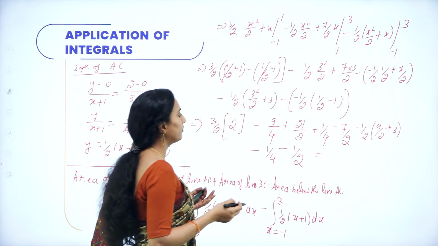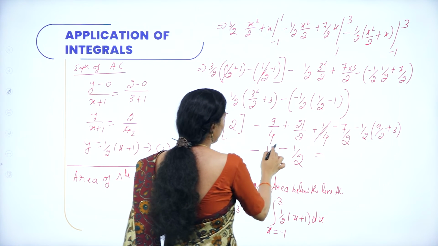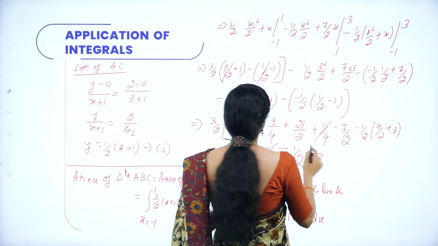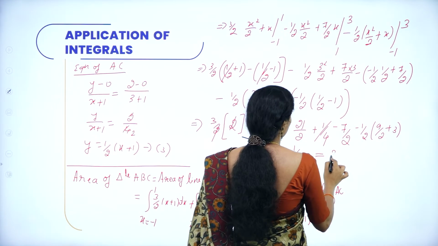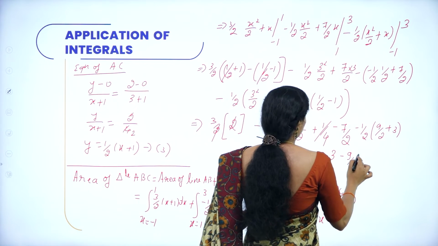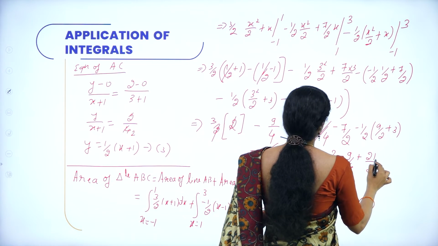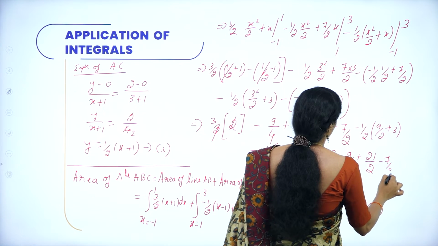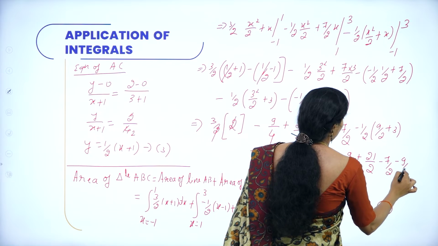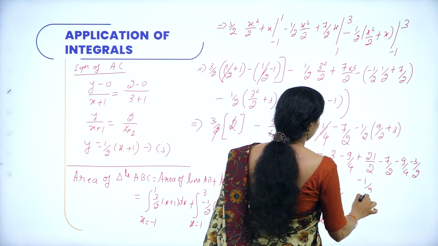After evaluating everything, see here minus 9 by 4, minus 9 by 4 is there. So here plus 1 by 4, minus 1 by 4 will get cancelled. So you are going to remain with 3 by 2 into 2, 2 will get cancelled, 3. So minus 9 by 4 plus 21 divided by 2, again minus 7 by 2, again minus 9 by 4, minus 3 by 2, minus 1 by 2.